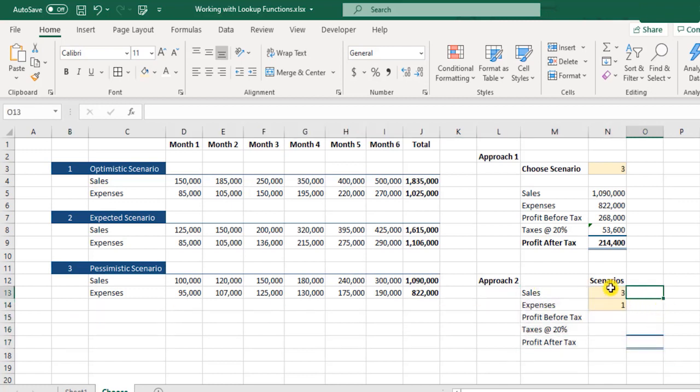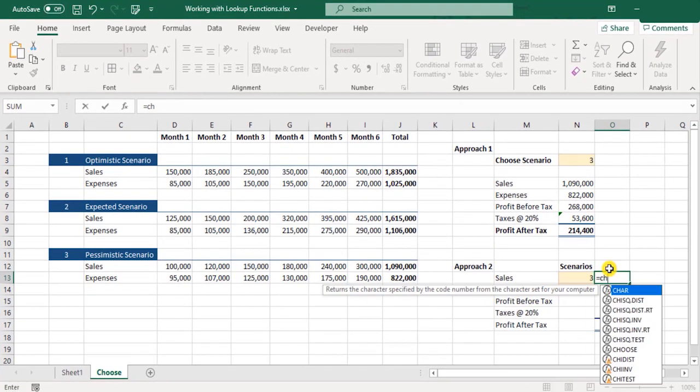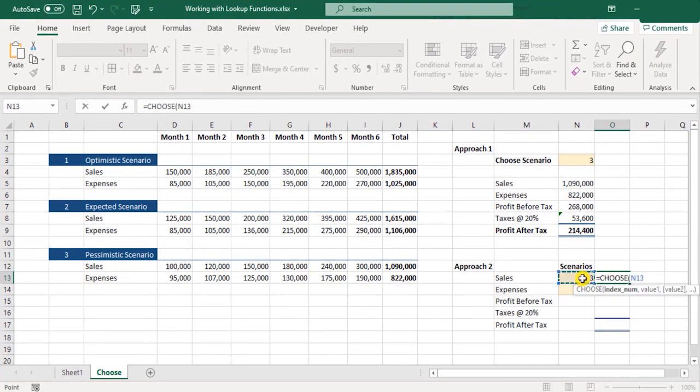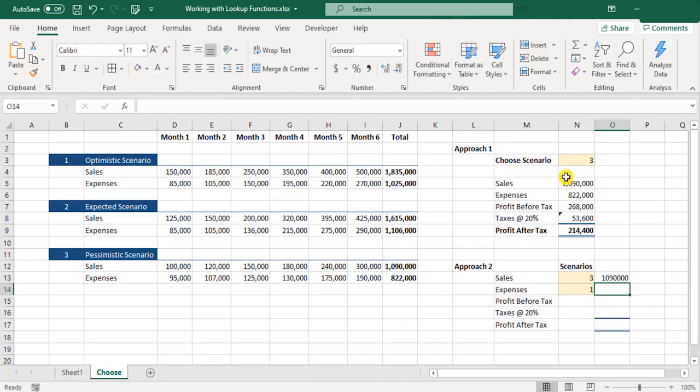Now, all I need to do is use the choose function, index number 3. Now, values. Now, this is about the sales that we are talking about. So, sales for first scenario, sales for second scenario, and sales from the third scenario. Close the brackets. Again, let me get the formatting from here. I'll select this, format painter, and select this. Well, all at one shot.